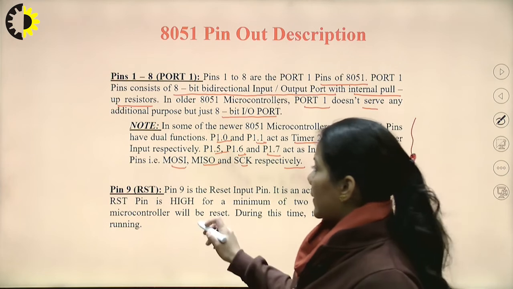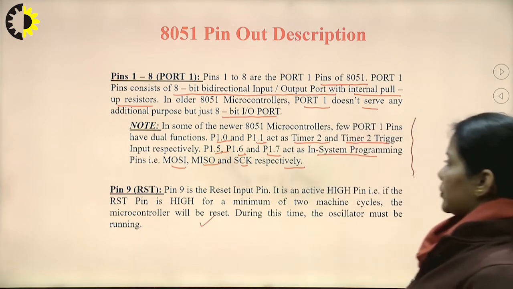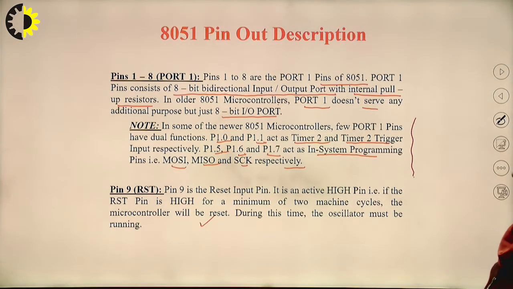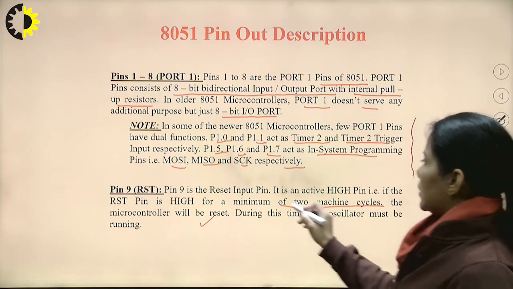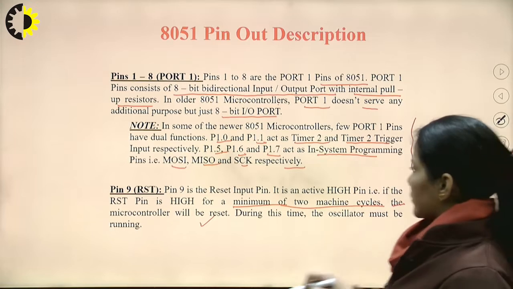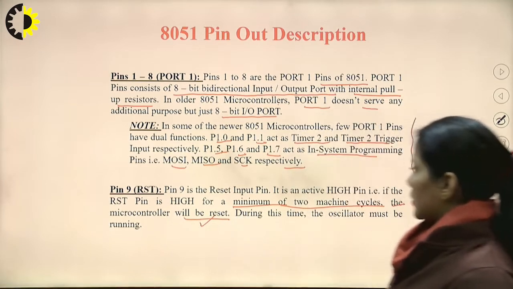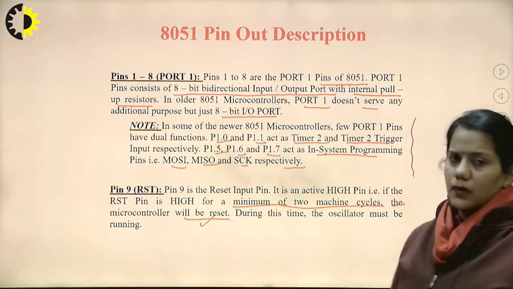Pin number 9 is the reset input pin. It is an active high pin, that is, if the reset pin is high for a minimum of 2 machine cycles, then the chip will go into reset. During this time, the oscillator must be running.